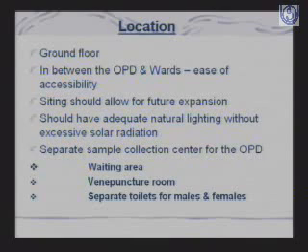Location, I think it is all known, it should be on the ground floor between the OPD and wards, that means it should be easily accessible, should have future expansion, but most important that it should have a separate central sample collection center near the OPD. This is an area where all types of samples, whether for hematology or biochemistry or routine pathological kind of things, should be collected in the same place. Hence, you must have a proper waiting area, a proper venipuncture room where the blood samples are particularly taken, and a separate dedicated toilet, separate for males and females.